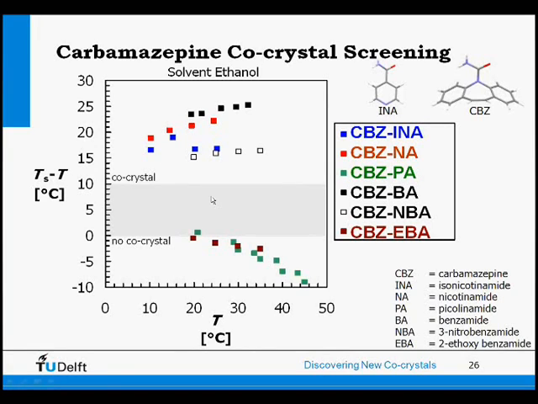But we see that the reference temperature is around 0 or even lower for two coformers, that is picolinamide and ethoxybenzamide. So those temperatures indicate that you don't form a co-crystal, and probably they deviate at high temperatures because there we don't fit the solubility of the pure components accurately enough.